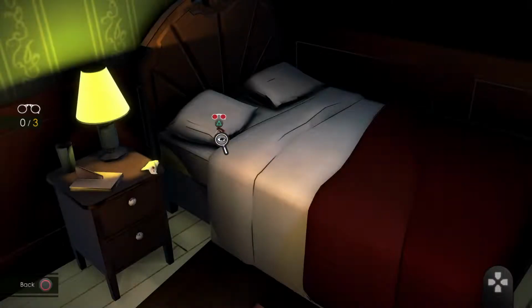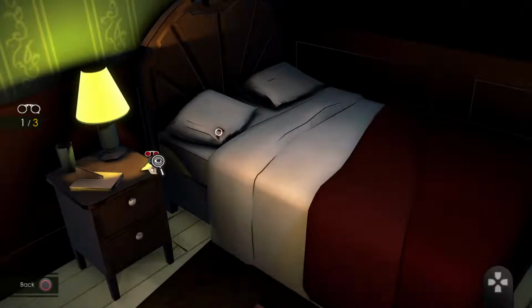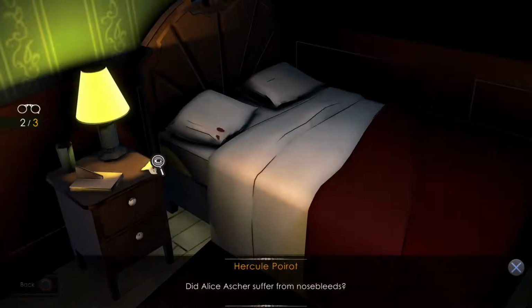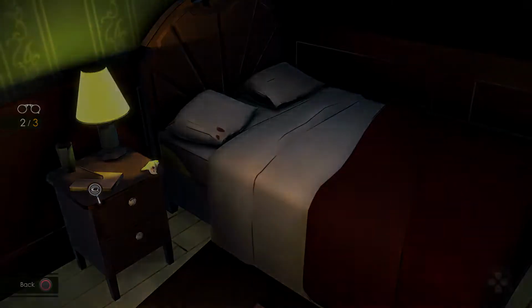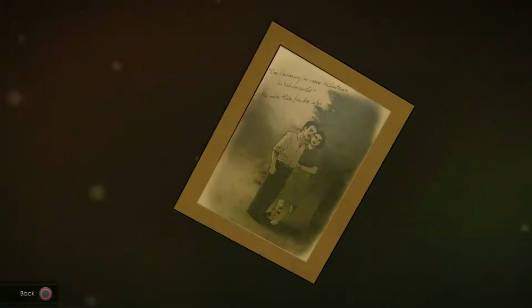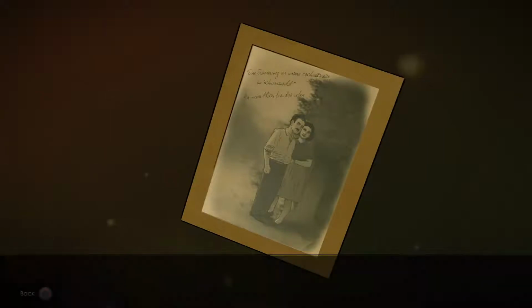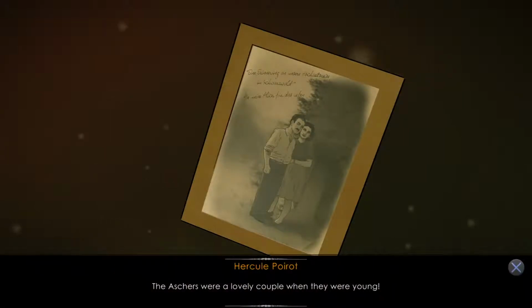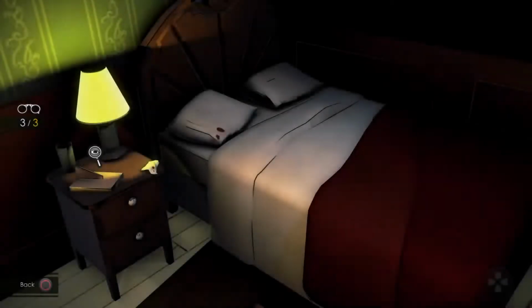There is blood on the pillow. Blood? And more blood. Did Alice Asher suffer from nosebleeds? An inscription in German. Souvenir of our honeymoon in the Black Forest. To my Alice forever, Franz Asher. The Ashers were a lovely couple when they were young. Yes, they were.